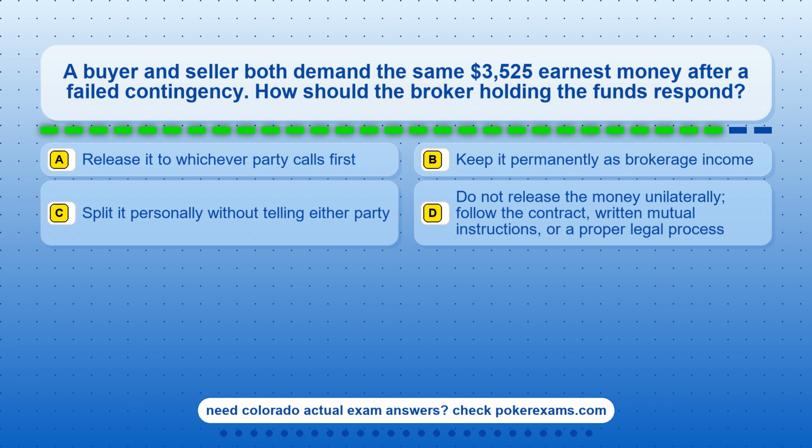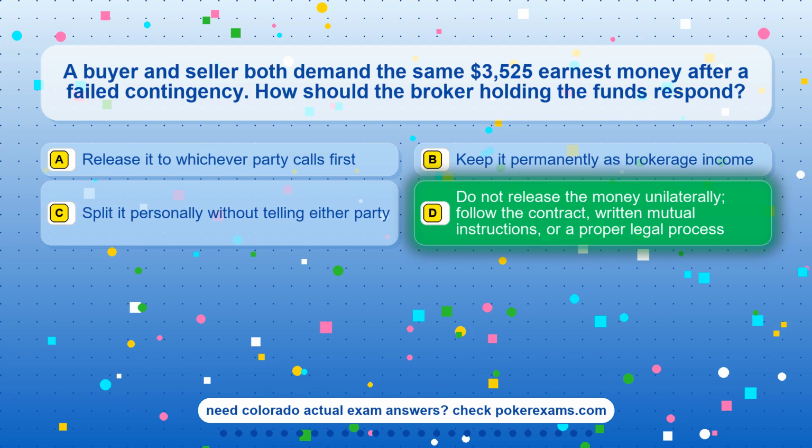Question 9. A buyer and seller both demand the same $3,525 earnest money after a failed contingency. How should the broker holding the funds respond? Option A. Release it to whichever party calls first. Option B. Keep it permanently as brokerage income. Option C. Split it personally without telling either party. Option D. Do not release the money unilaterally, follow the contract, written mutual instructions, or a proper legal process.